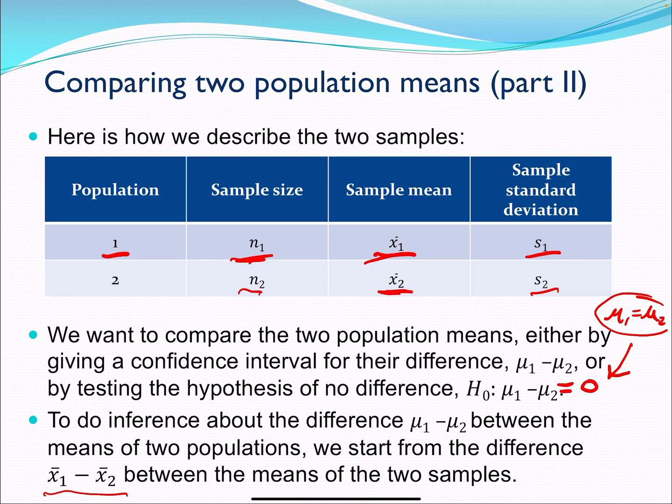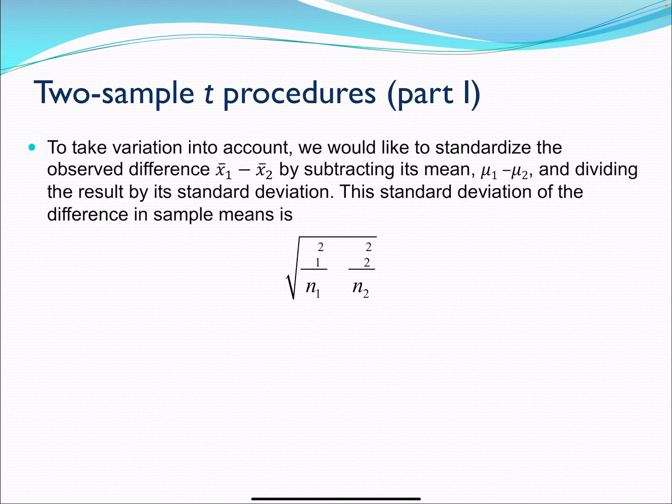And we're going to conduct a two sample t procedure. So to take variation into account, we would like to standardize our observed difference by subtracting the means, right? And dividing the result by the standard deviation. And our standard deviation for two sample means is going to be sigma sub 1 squared plus sigma 2 squared, and we're dividing that by the population size.